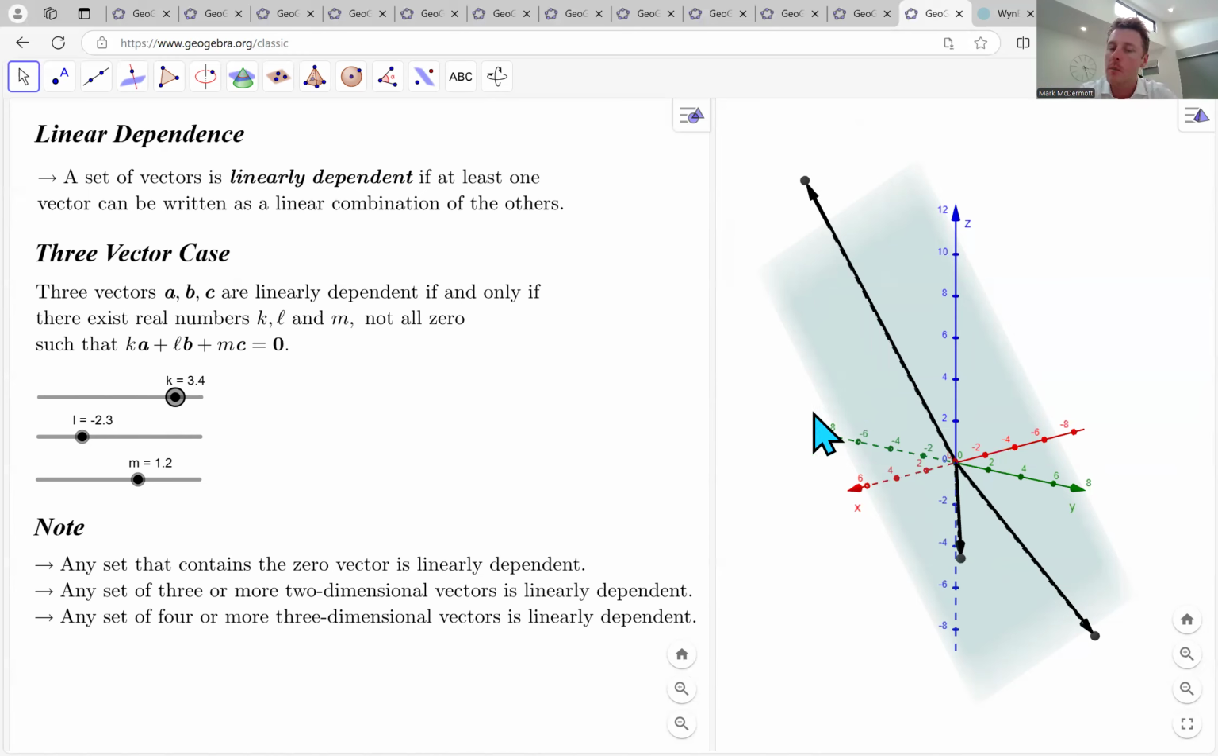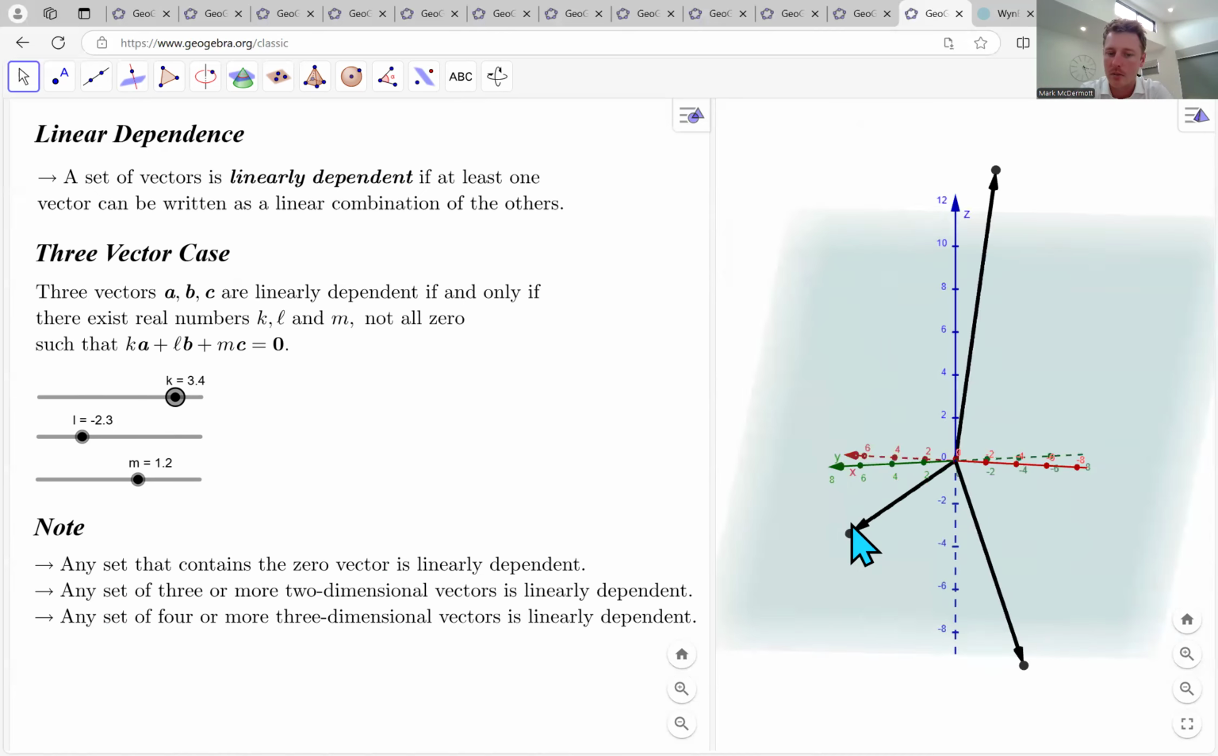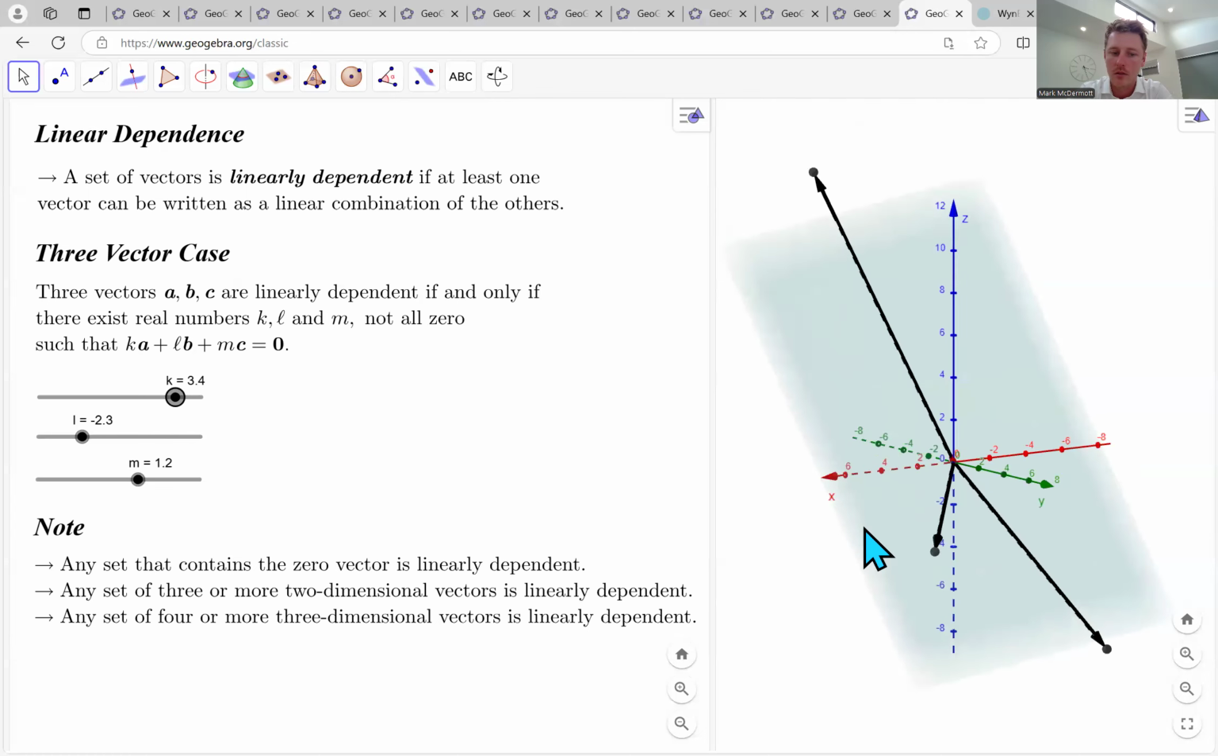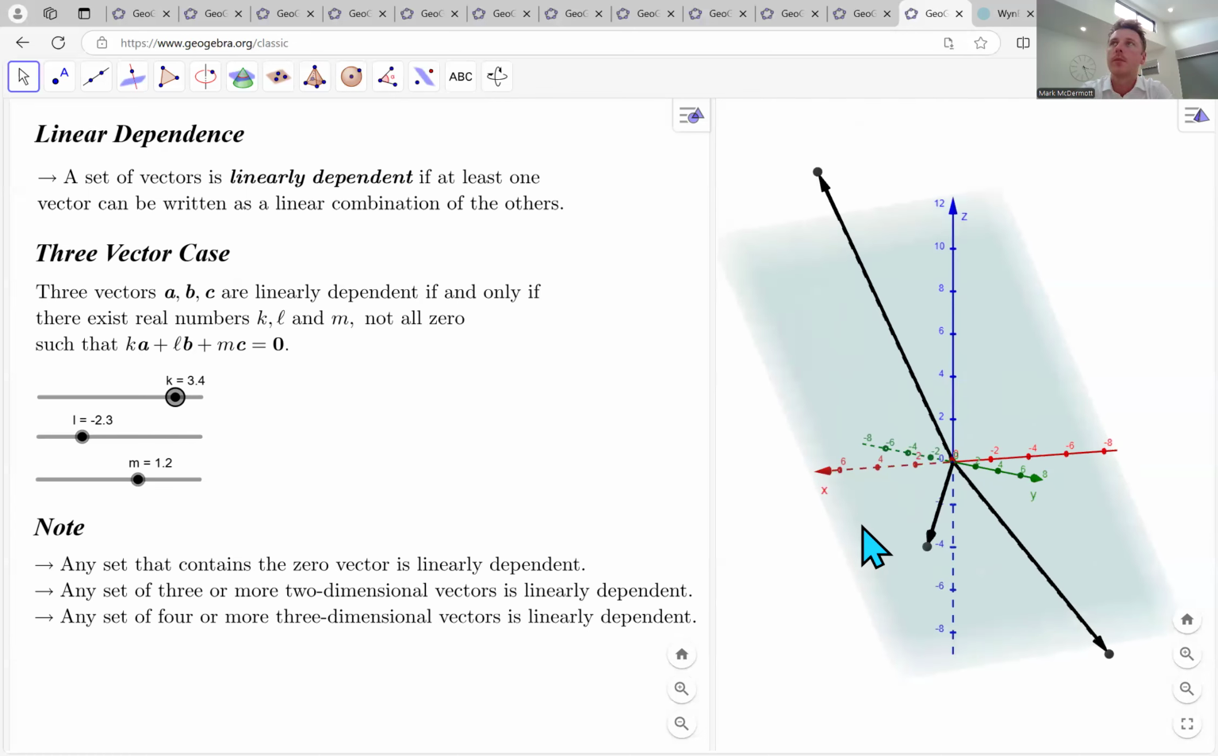Okay, any set of 3 or more two-dimensional vectors is linearly dependent. So if you've got 3 or more two-dimensional vectors, it's always linearly dependent. Any set of 4 or more three-dimensional vectors is linearly dependent as well. So you need one more vector than the dimension of the space you're in to ensure linear dependence. And I think that would hold true in higher dimensions as well.